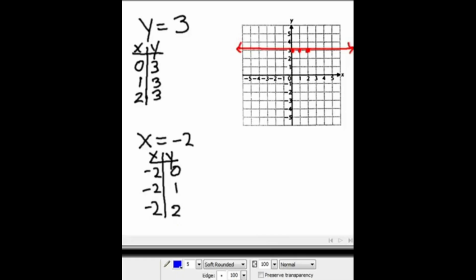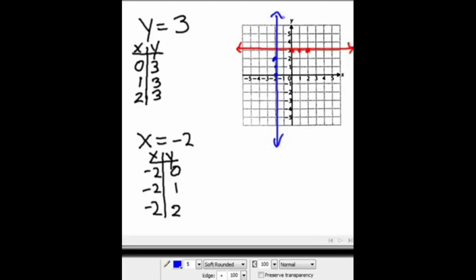So we'll do -2, 0. And we will do -2, 1. And we'll do -2, 2. And that's going to give us a vertical line through x equals -2, and we'll connect the dots.